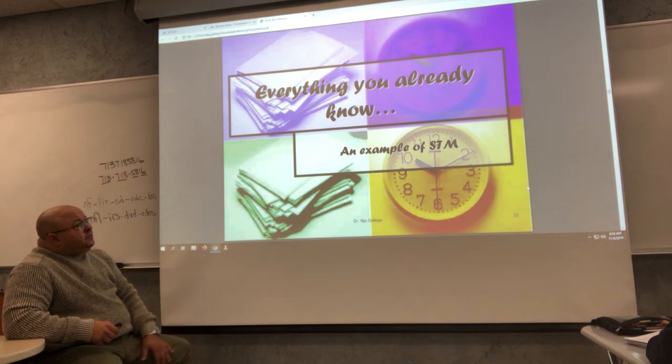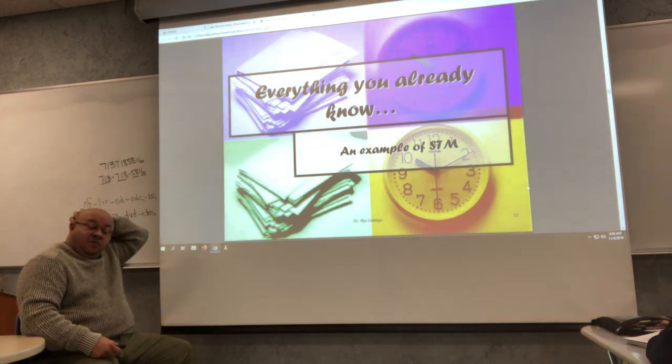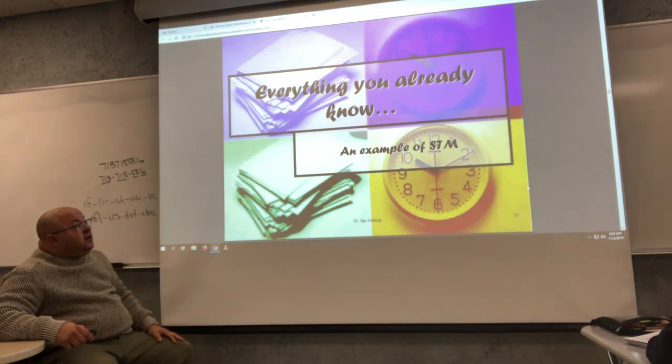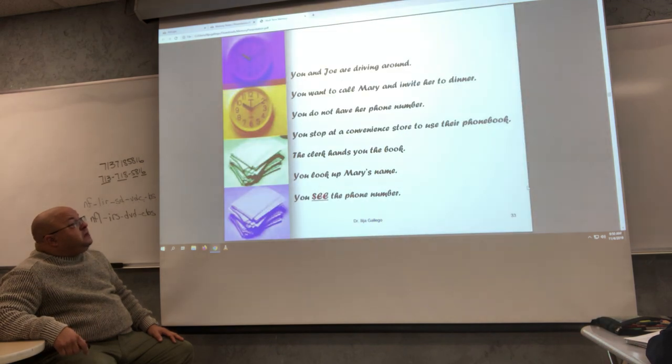So this is the example, and once again, I get to teach you something you already know. The example is that you and Joe are driving around, and you want to call Mary and invite her to dinner. You don't have her phone number, and you stop at a convenience store to use their phone book. The clerk hands you the book, you look up Mary's name, and you see the phone number. You see it visually, right?